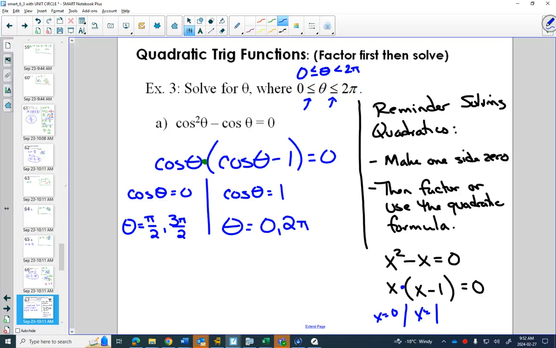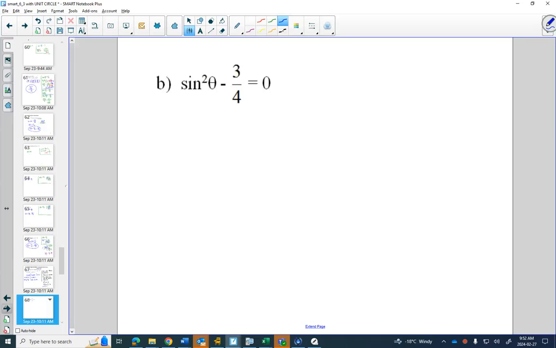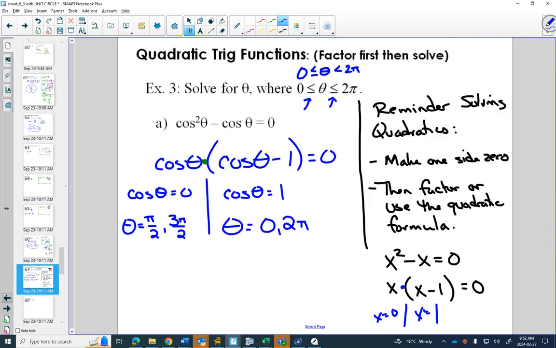What do you think? Do we have time for one more? Maybe? Oh, what about pi? But at pi, cos theta is minus 1. So we can't include pi in this situation.